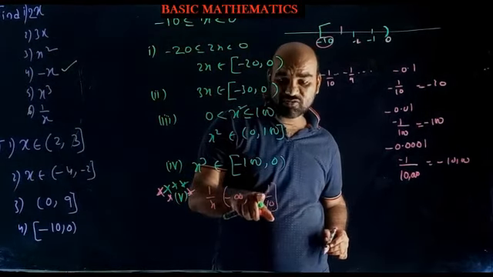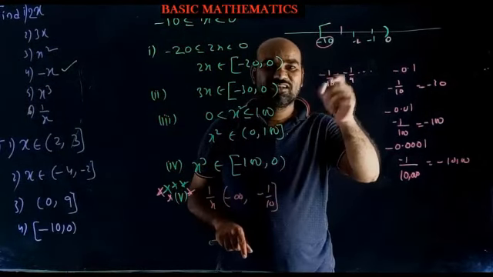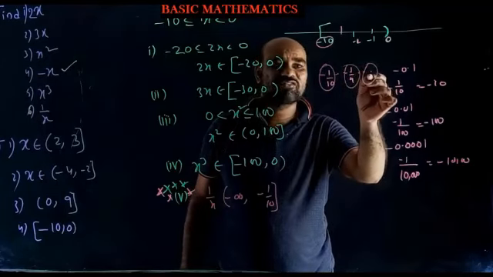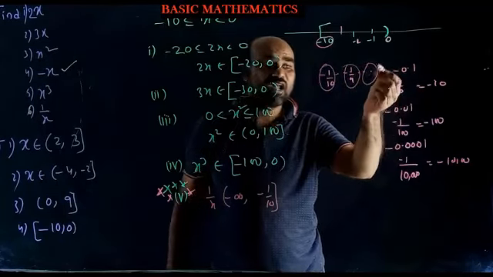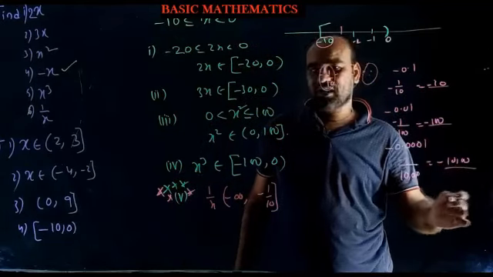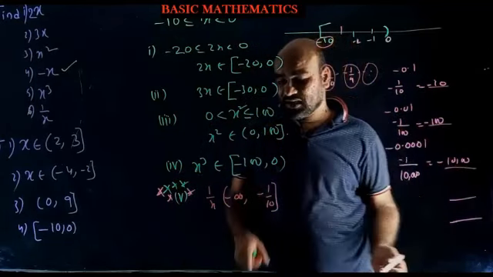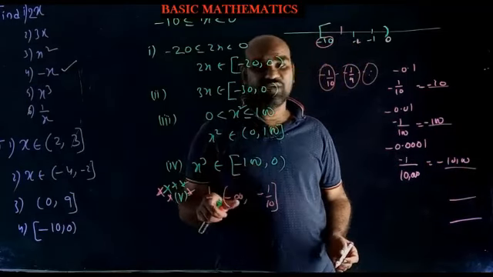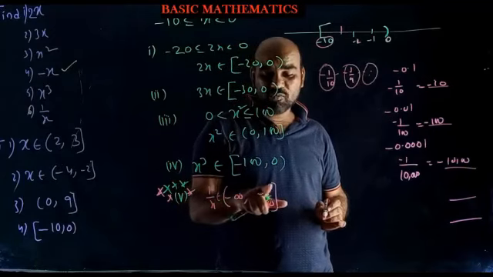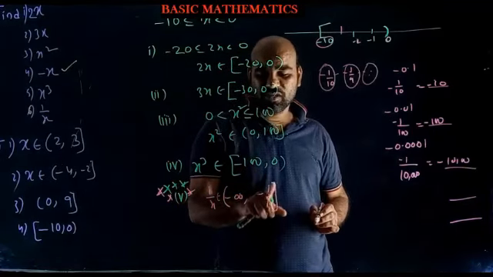Understood? Minus 1 by 10 is the only bigger one here. Minus 1 by 10 is greater than minus 1 by 9, and so on. Minus 10 will be minus 100, minus 1000, minus 1 lakh, minus 1 crore. Like that, we can't find a minimum value of 1 by x. So that's why 1 by x belongs to minus infinity to minus 1 by 10, with minus 1 by 10 closed.